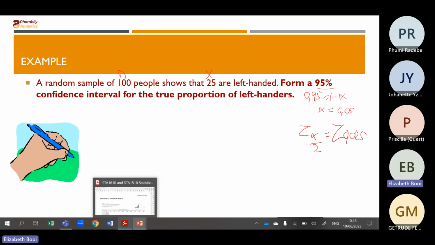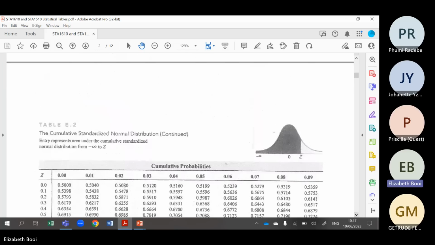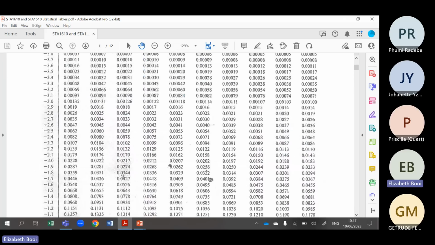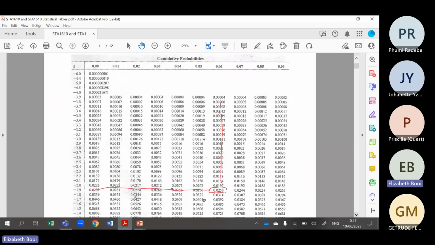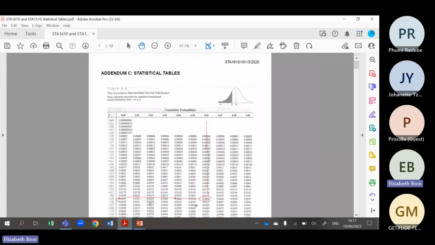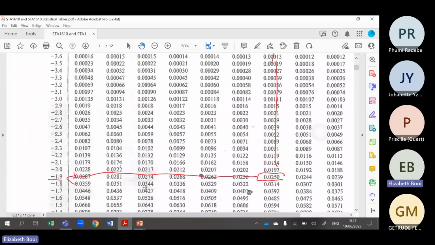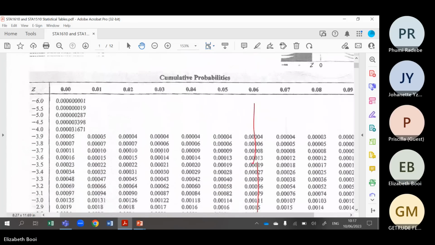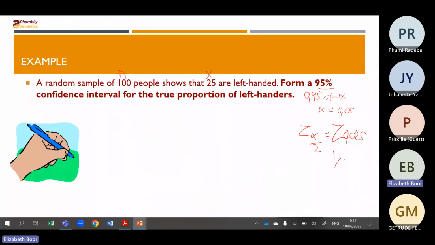And you will go to the statistical table and look inside the table for 0.0250, and go outside and go up, and find that your critical value is 1.96. Our critical value will be 1.96.